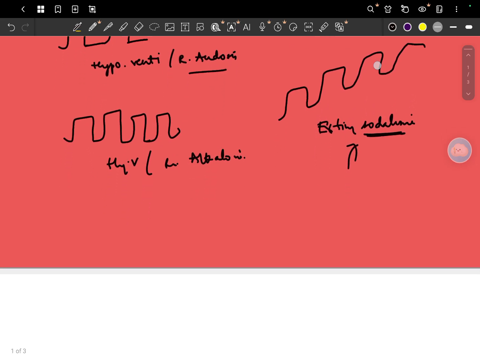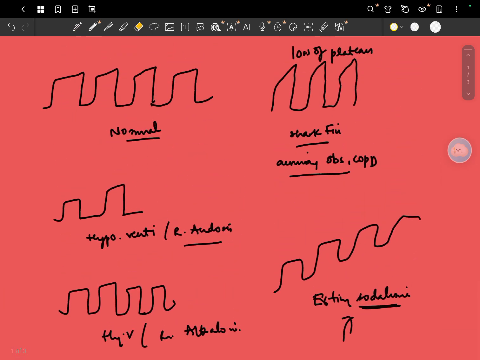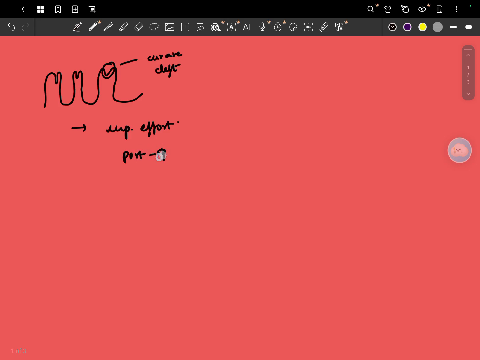Now we can have one more graph which looks like this. You will have clefts here, which are known as Curare clefts. This kind of graph indicates respiratory effort. If it is in a postoperative patient, then it is a good sign, otherwise it is not. So this is indicative of respiratory effort.